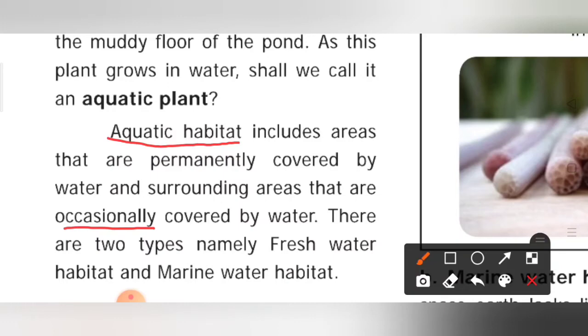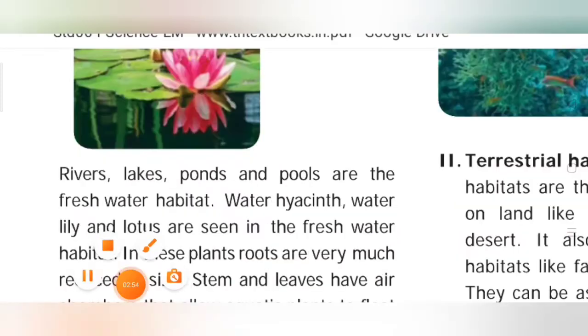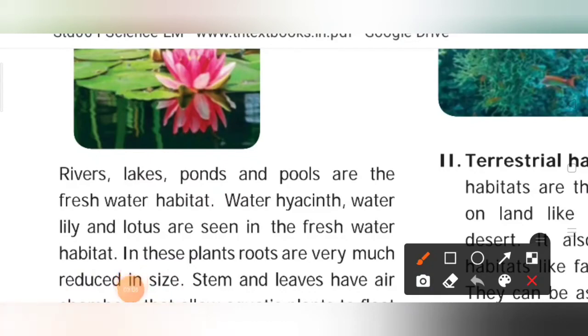So this aquatic habitat can be classified into two types. What are they? They are freshwater habitat and marine water habitat. So what are this freshwater habitat and marine water habitat? Let us discuss. Freshwater habitat is nothing but what? Rivers, lakes, ponds, pools are the freshwater habitat.